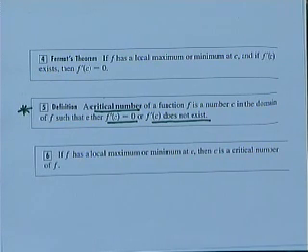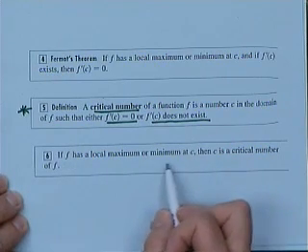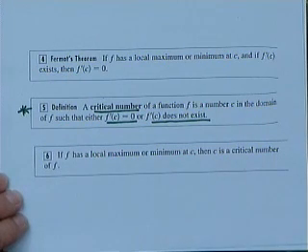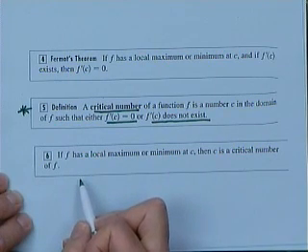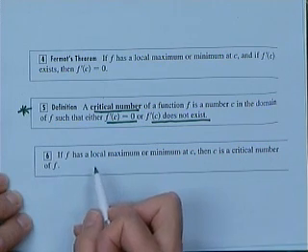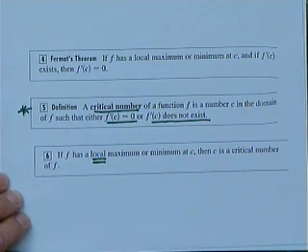Add to that the endpoints, if in fact it does have endpoints, and we've got all the candidates for local and absolute max and min. So if a function has a local max or min at C, then C is a critical number. Notice, what did it leave out here? Endpoints, right? Why did it leave out endpoints? Why are they not local max or mins? Because you can't create an open interval on either side of that endpoint, so therefore they can't be local.